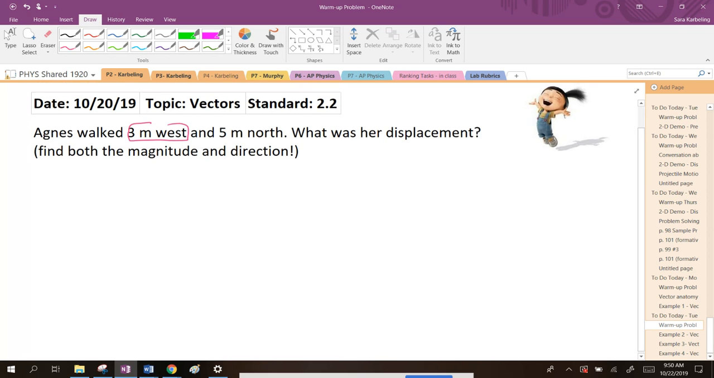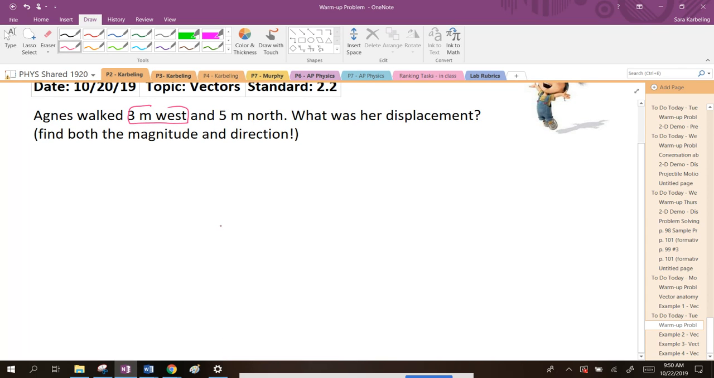So we have to have a 3 meters west vector. So if I start from here, I'm going to go 3 meters west. If you don't have this written out yet, write it out now. We're going to do a lot of these today, and the more you practice, the better you're going to do. And then the second one is 5 meters north.